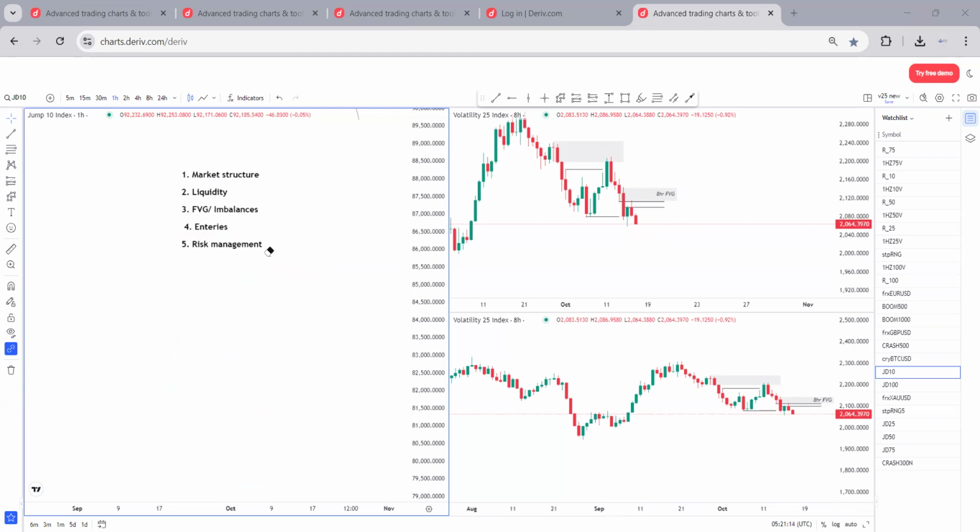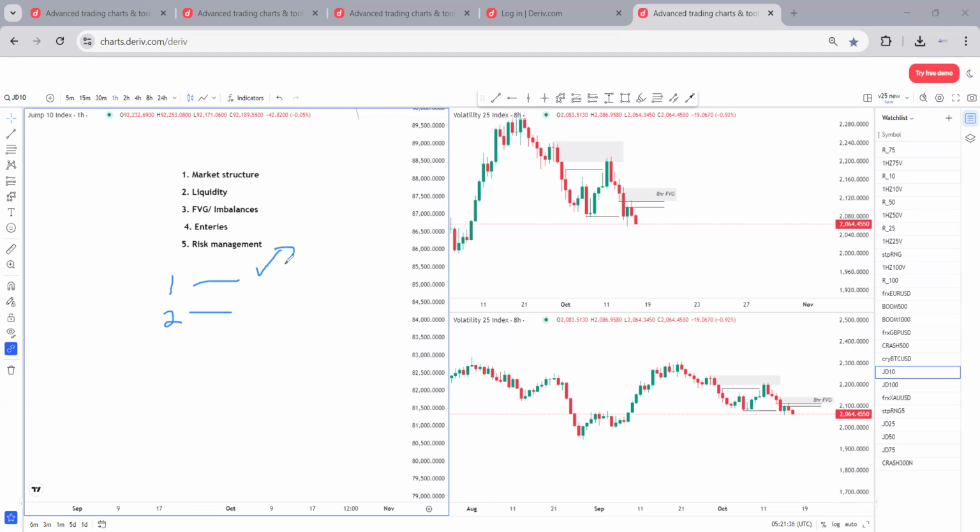And your entries, where exactly are you going to buy or sell? It is very critical. Why? Because if you buy where you are not supposed to buy, you are more likely to be taken out, and after that the market will move in your predicted direction.